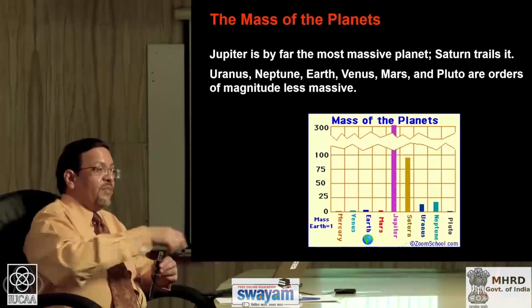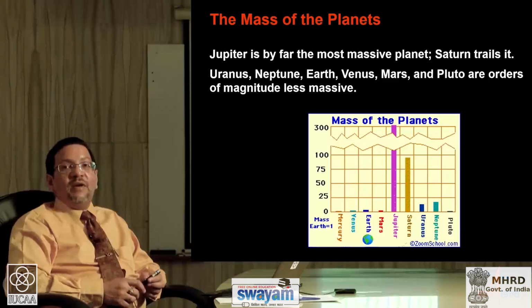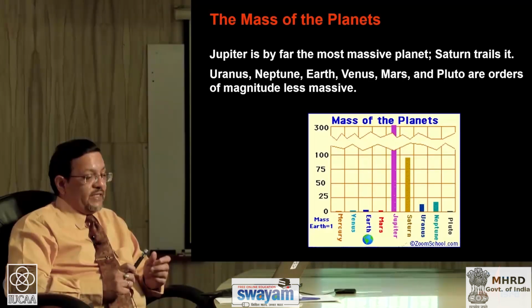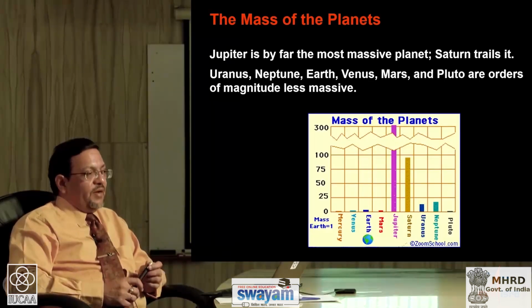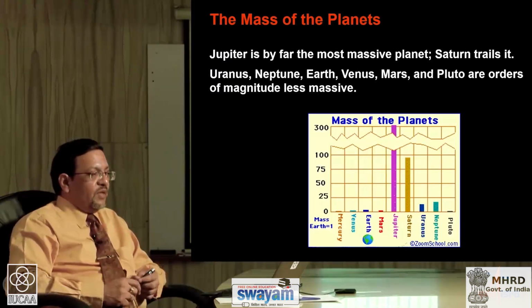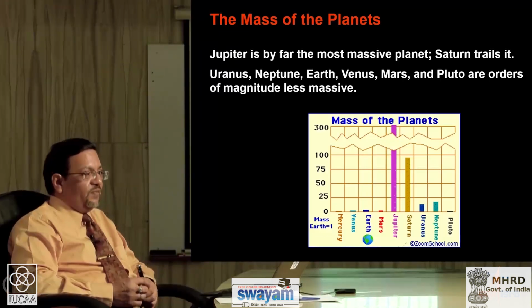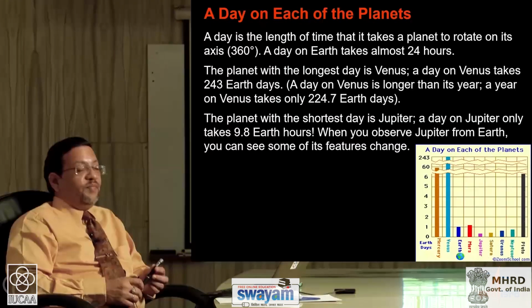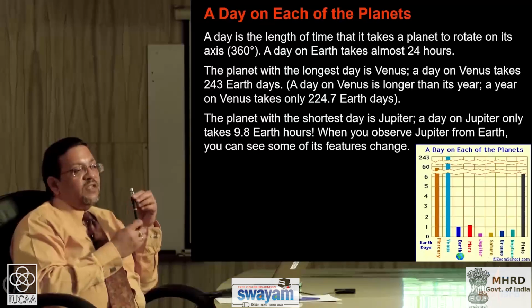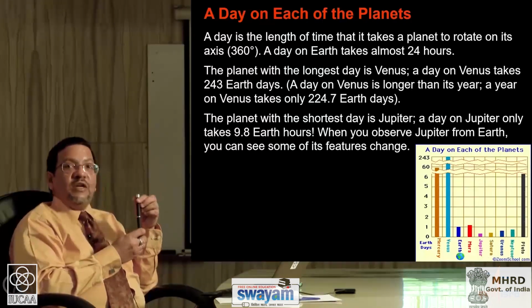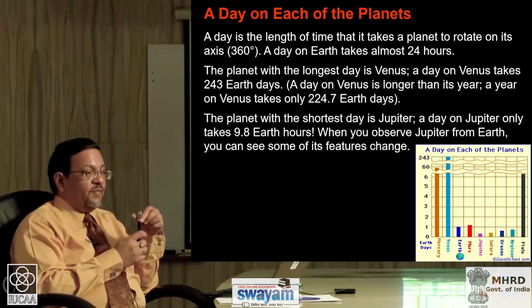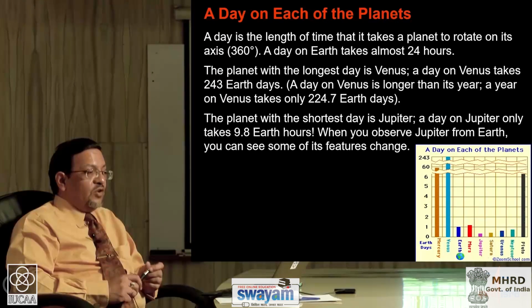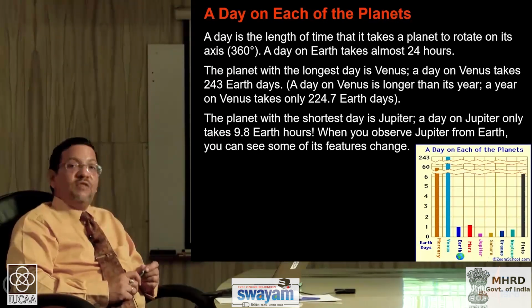Let us look at what happens for the masses. Of course, Jupiter is the biggest planet in the solar system, and hence it is the most massive. The second most massive is Saturn, and then come Uranus and Neptune, and Earth is at the 5th position. But if you compare them in terms of their length of the day, that means how much time it takes to complete one rotation on its axis, you can see that it is not Jupiter, but Venus which is topping.